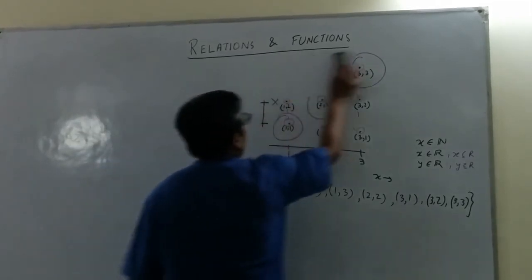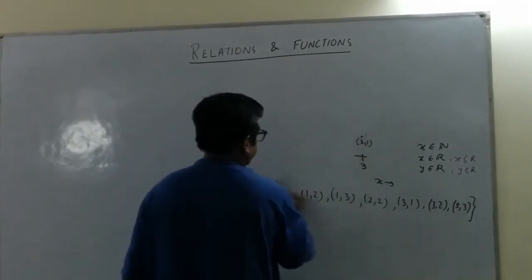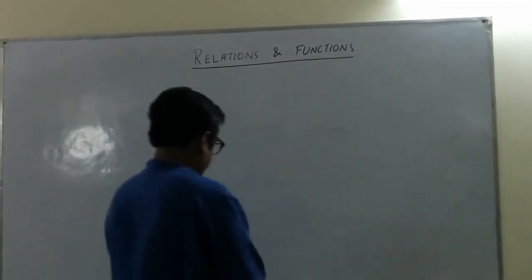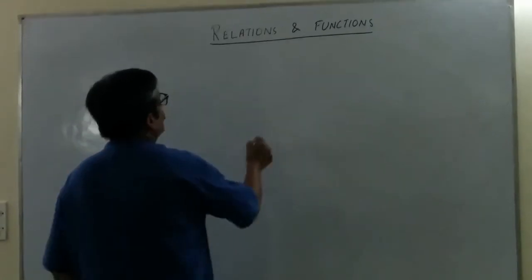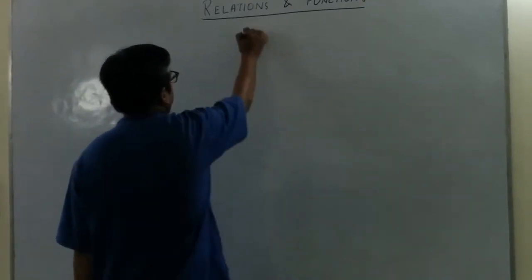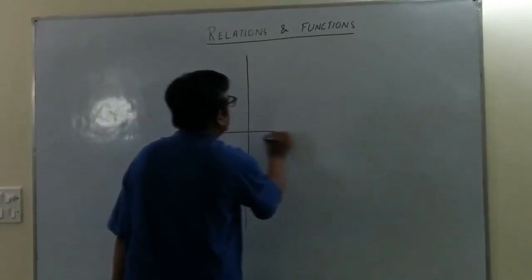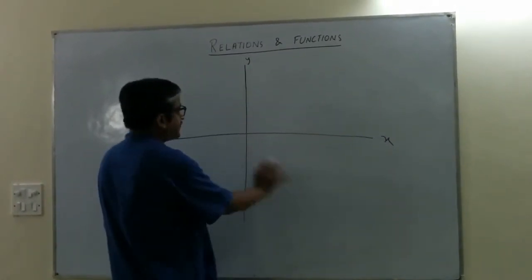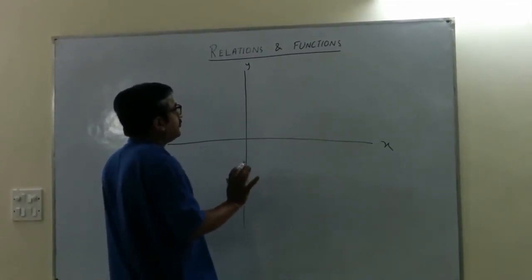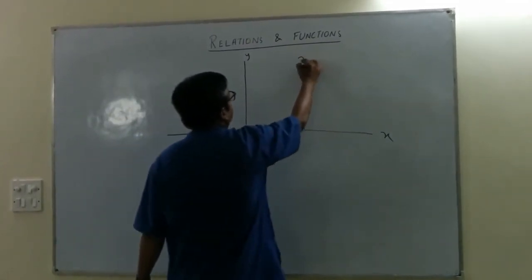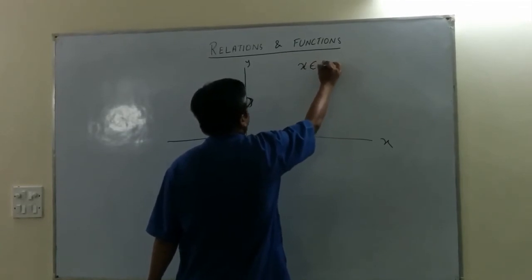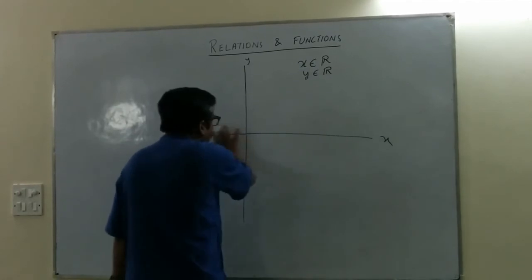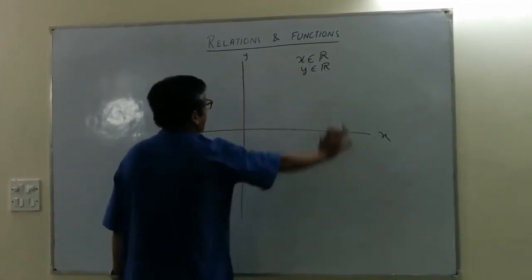Now I will give you something to think about. Suppose we now don't restrict ourselves to the positive coordinate, we just take the entire coordinate axis. And we don't restrict ourselves again to natural numbers or integers. We say x is an element of real numbers and y is an element of real numbers, meaning all the points can be covered in this.